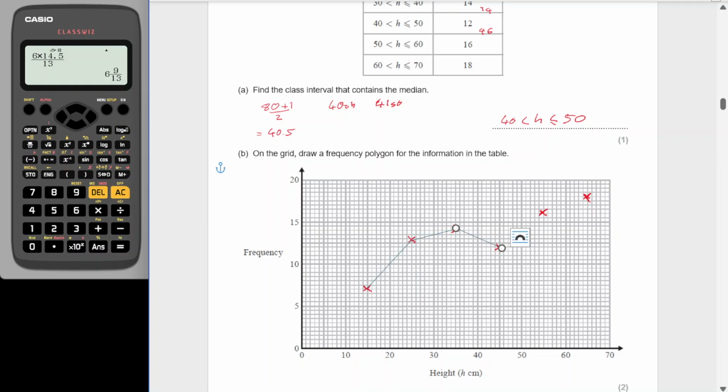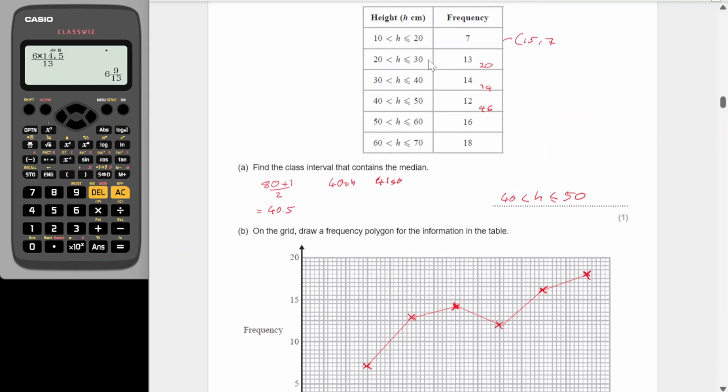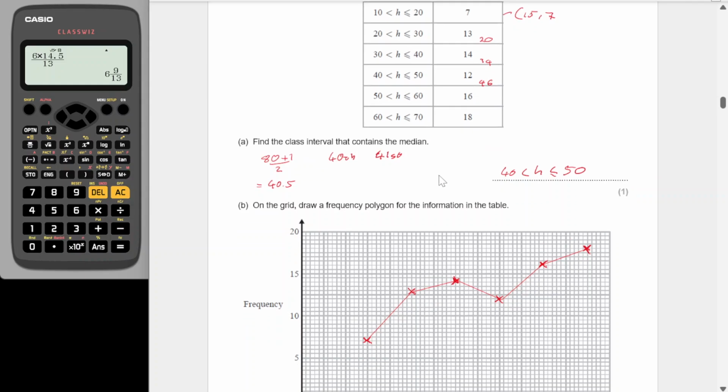So there we go. And let's just change them to red. There we go. Yeah, so that's going to be my frequency polygon. I'm not going to join it to 0, 0. I don't think you'd lose a mark. Let's just scan the mark scheme.